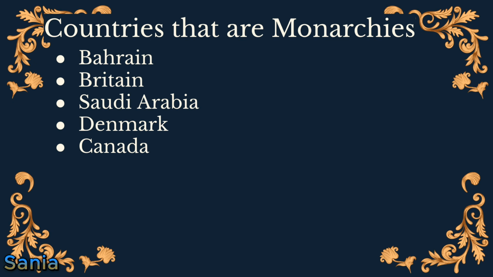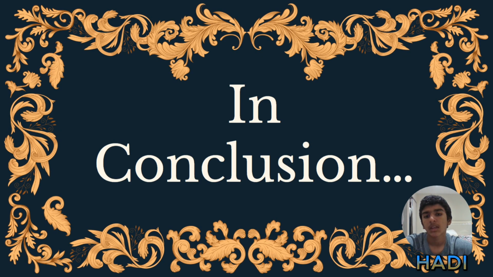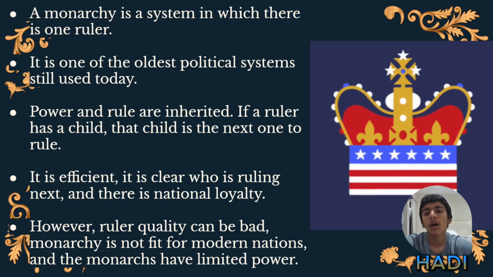There are many countries in this very day and age that are monarchies, but we won't be able to go over all of them today. But here are a few countries that are monarchies. Bahrain, which is a constitutional monarchy, Britain, which is a constitutional monarchy as well, Canada, which is a federal parliamentary democracy but under a constitutional monarchy, Saudi Arabia, which is an absolute monarchy, and Denmark, which is a parliamentary constitutional monarchy. In conclusion, a monarchy is a system in which there is one ruler.